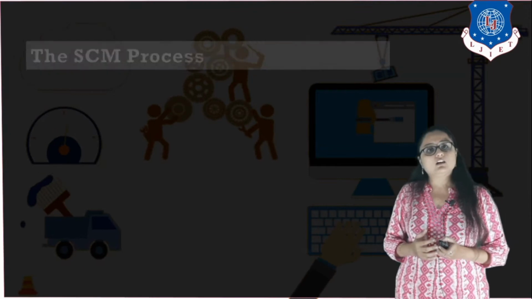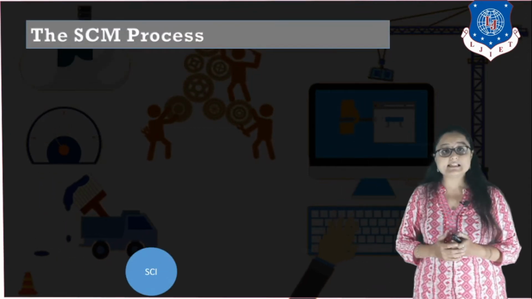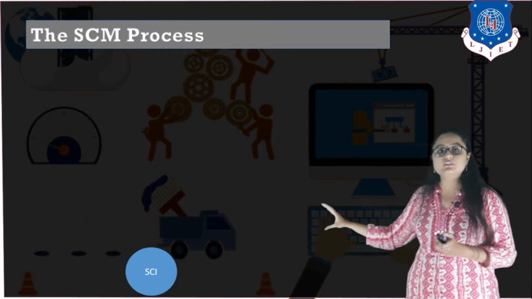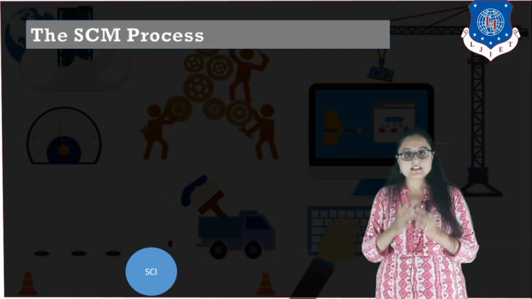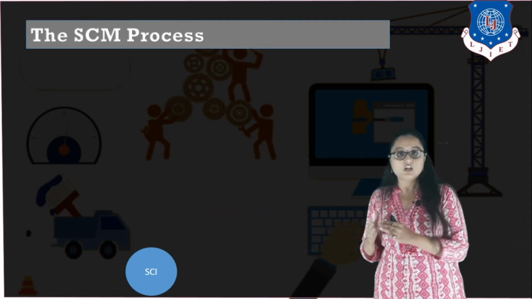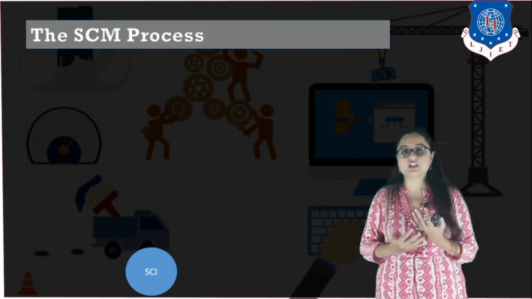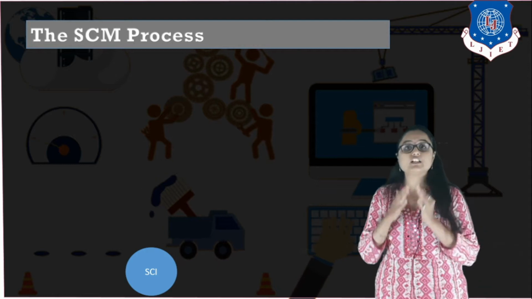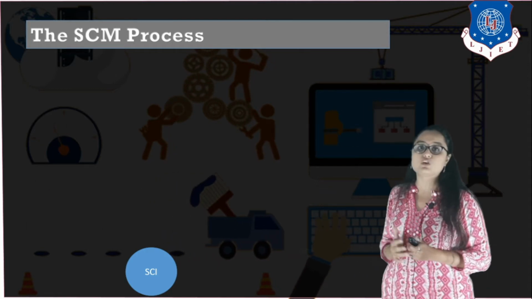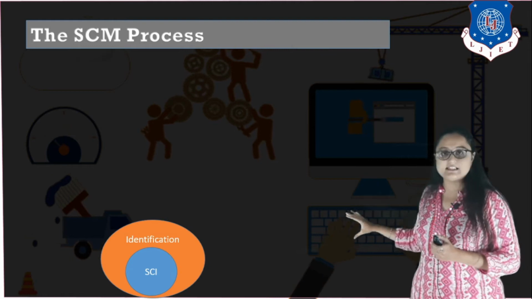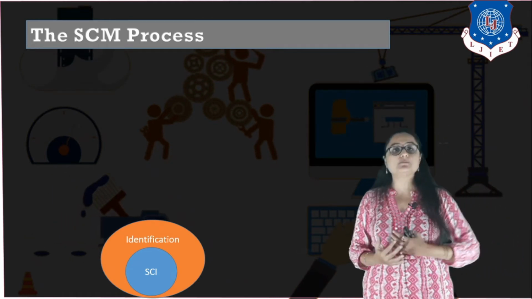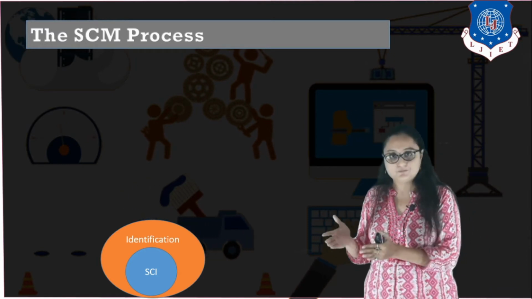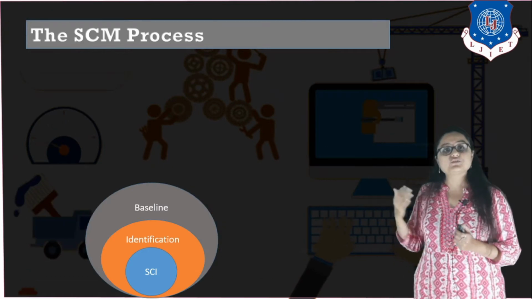Now let us study in detail what the SCM process is, right? For studying the SCM process, the first thing that we need to study is SCI, that is software configuration item. We will study in detail what we mean by software configuration item, but you need to understand that SCI is the first thing that you need to identify for performing the SCM process. So identification is basically the identification of all software configuration items. That is the first phase of SCM. The next phase is baseline.